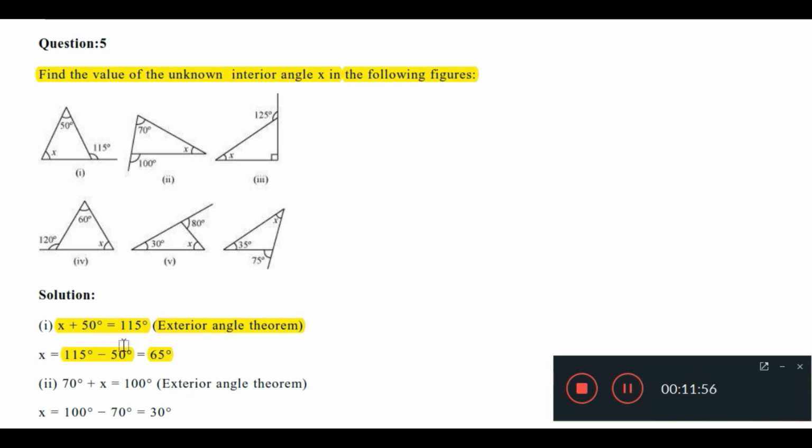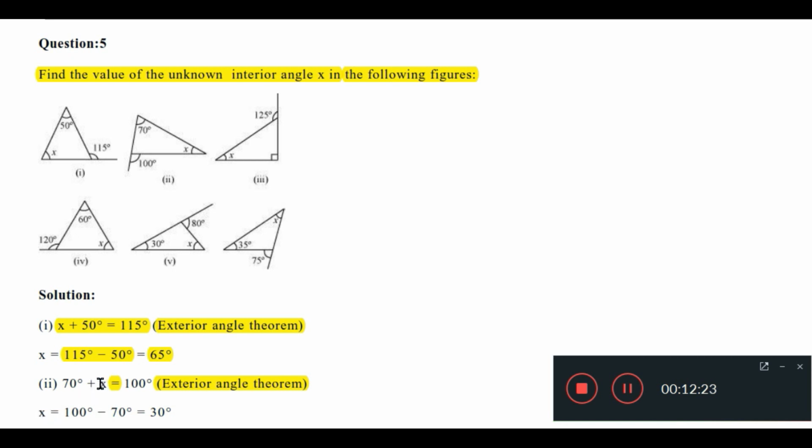Same method you have to follow. First, you will write the interior angles, like here we have written 70 plus x, and then equals the exterior angle, and write in brackets the reason why we have written like this. The reason is exterior angle theorem or exterior angle property.